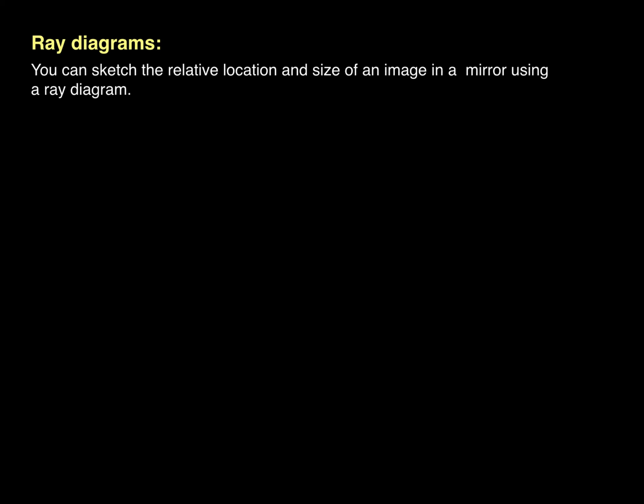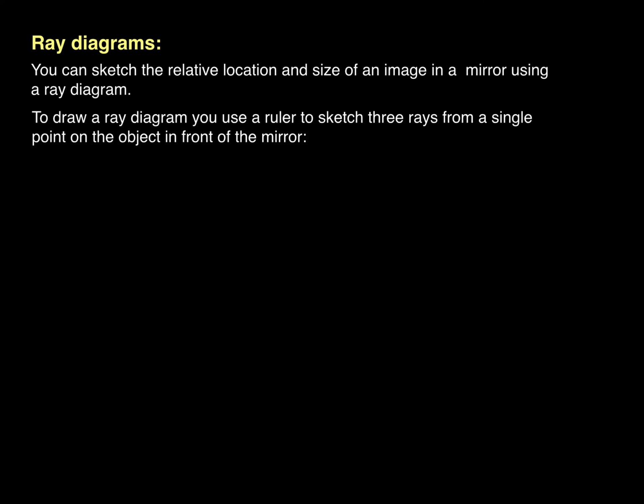Ray diagrams. You can sketch the relative location and size of an image in a mirror using a ray diagram. To draw a ray diagram, you use a ruler to sketch 3 rays from a single point on the object in front of the mirror.